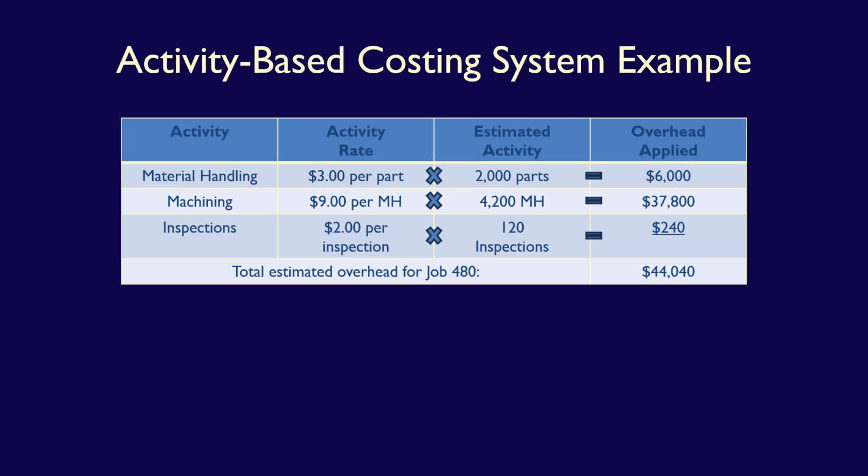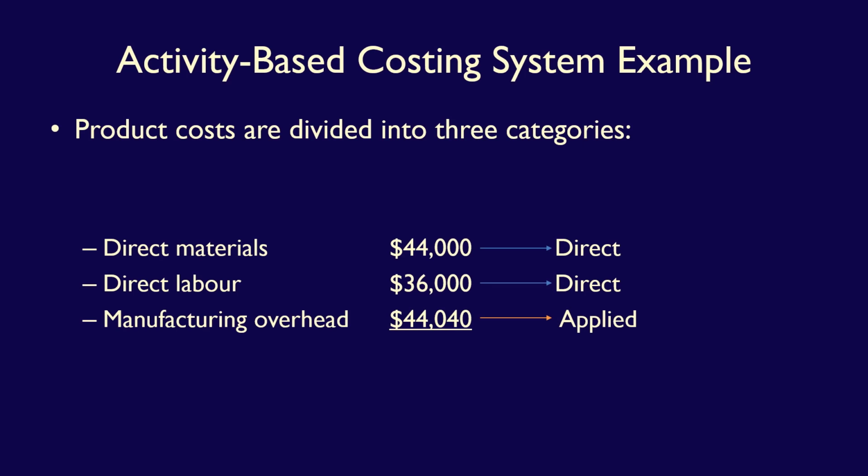The total estimated overhead for job 480 using activity-based costing is $6,000 for material handling, $37,800 for machining, and $240 for inspections, a total of $44,040 of overhead applied. If we add the direct materials of $44,000 and the direct labor of $36,000 and the overhead applied of $44,040, the total cost of job 480 is $124,040. That's under the activity-based costing system.